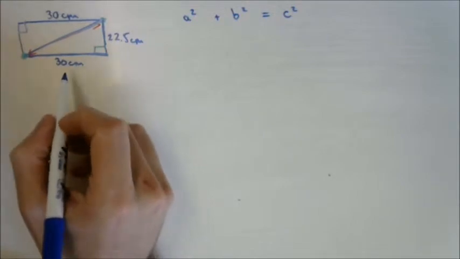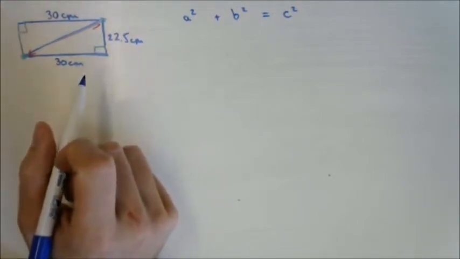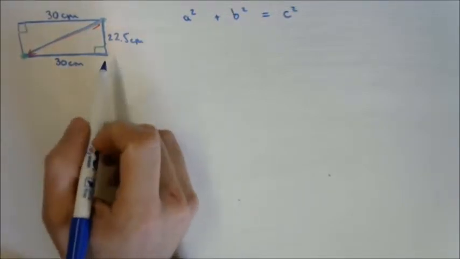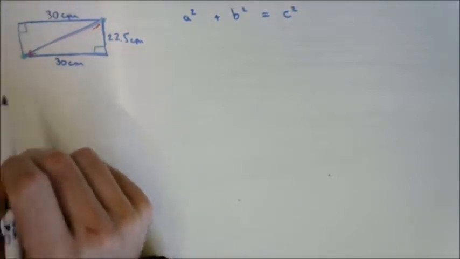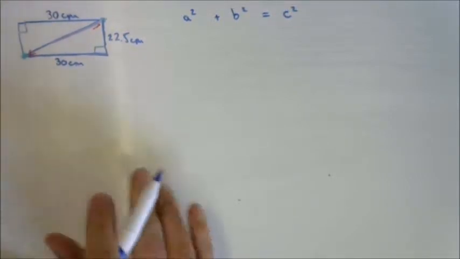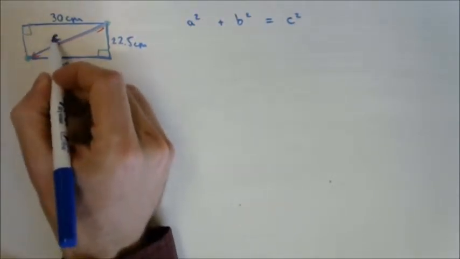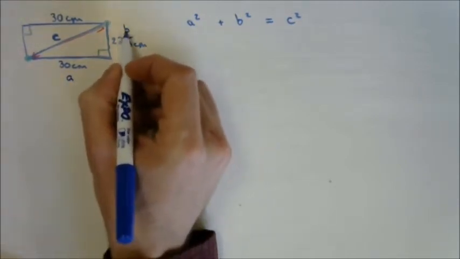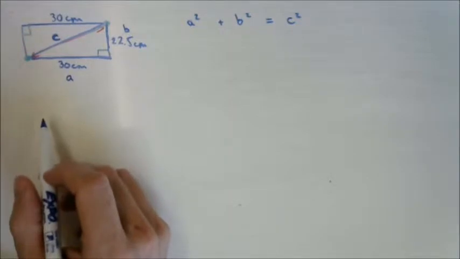And we know the base and height, or we can think of them as A and B, so our side lengths. By the way, which line in my diagram represents C? The diagonal, because C is always the hypotenuse. And it doesn't matter what I call A and B, as long as I'm consistent. Okay? So here we will sub in what we know.